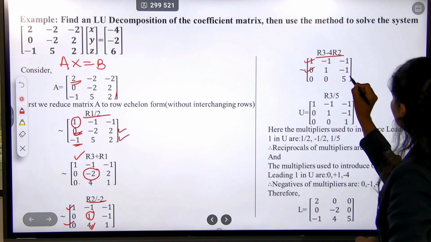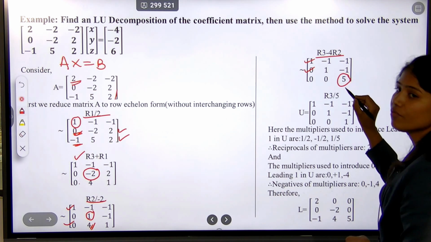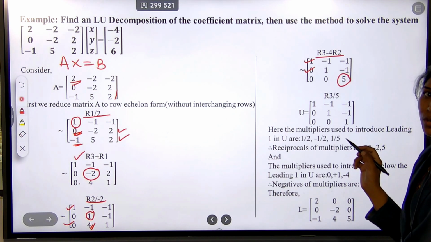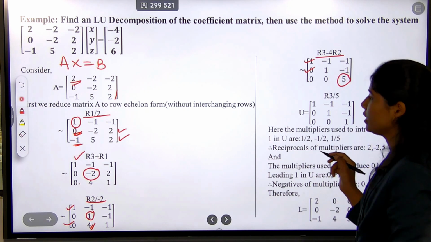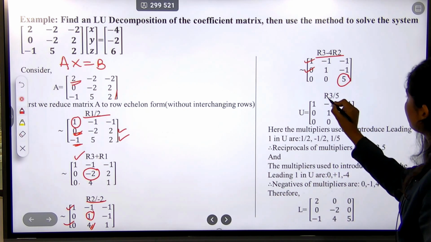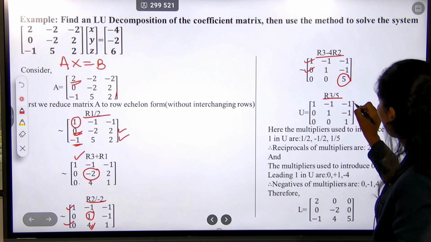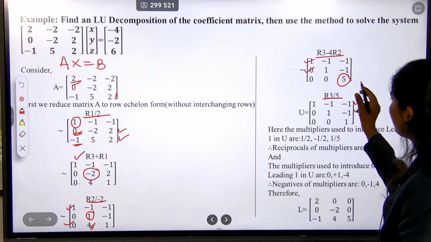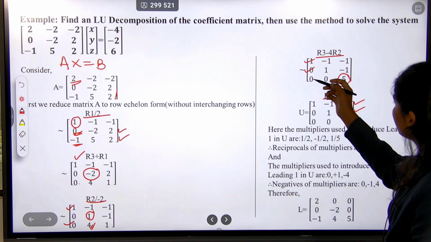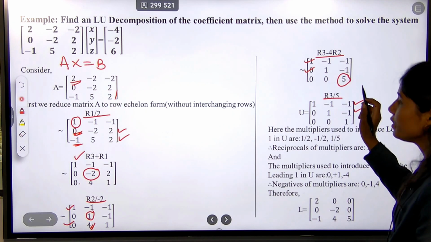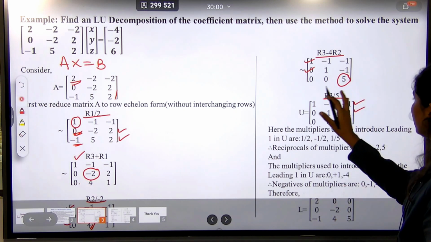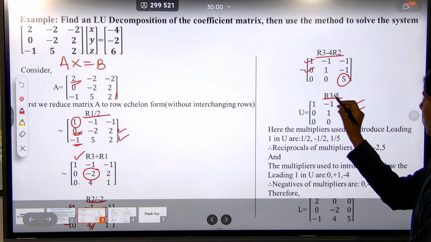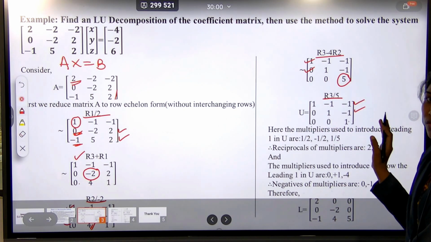Then for row echelon form, we have to make that third leading entry 1. So for making that 5 as 1, we divide R3 by 5. Write down R1 and R2 as they are and just divide R3 by 5. So here 0 upon 5 is 0, 0 upon 5 is 0 and 5 upon 5 is 1.